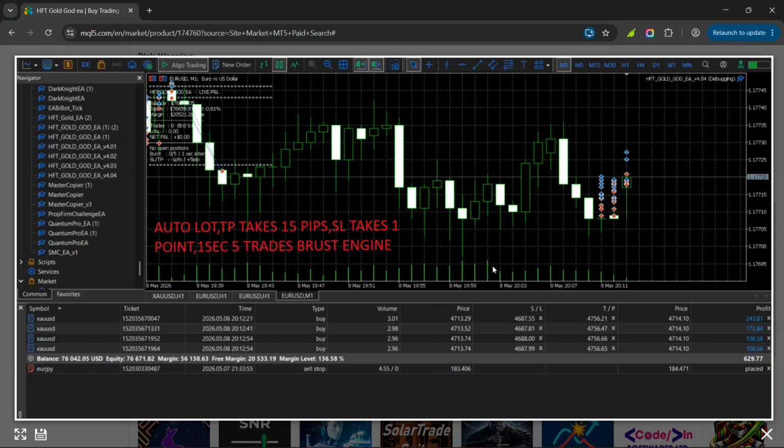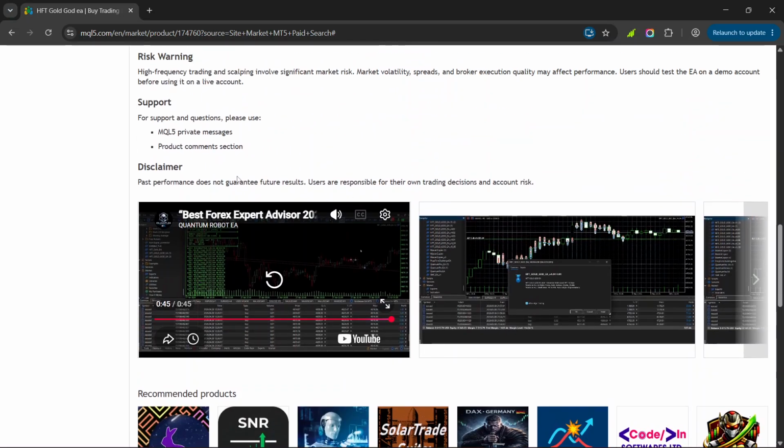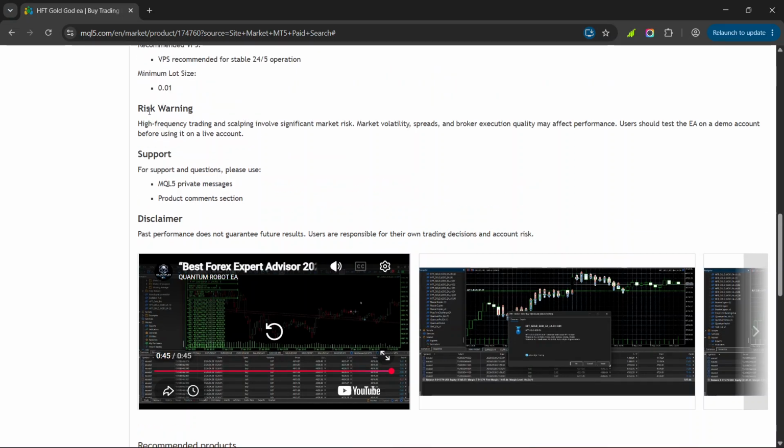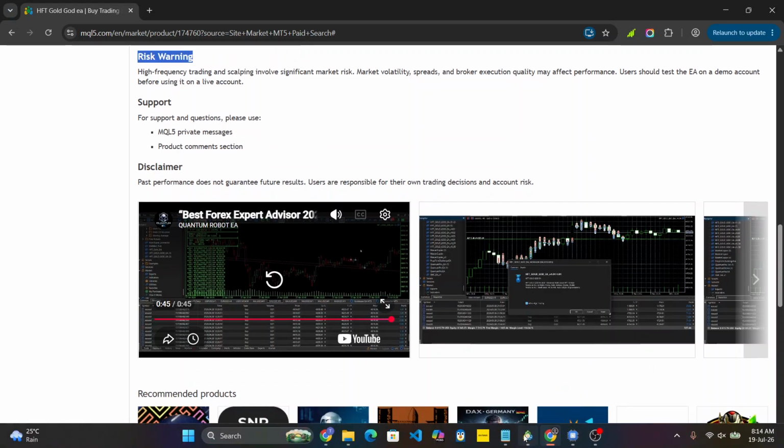They also include the standard risk warning, which is that high frequency trading involves volatility, spreads, and broker execution quality. So always test on demo first. Solid disclaimer. But we all know the real test comes when you run the numbers yourself. Now let's talk about my own backtest results.